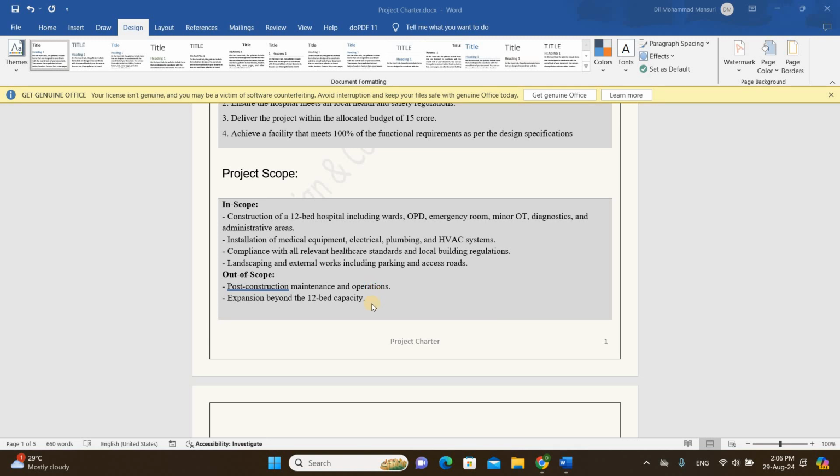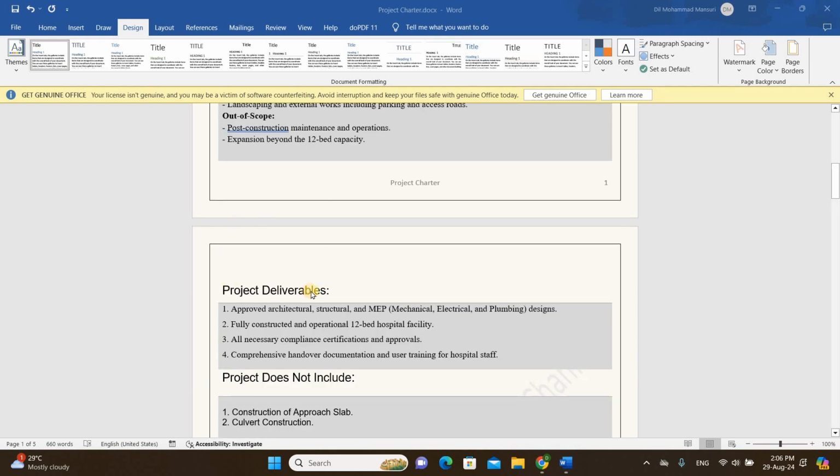Expansion beyond the 12-bed capacity. We cannot expand the hospital beyond the 12-bed capacity because the project has been allocated and the contract has been signed only for the 12-bed construction. So we cannot expand beyond the 12-bed capacity. This is the restriction and out of scope.